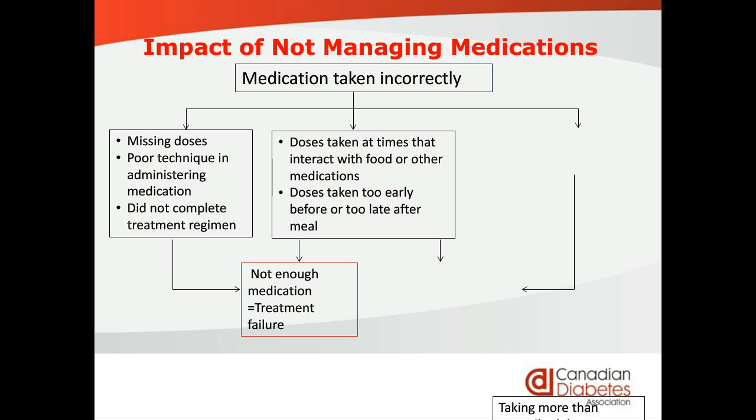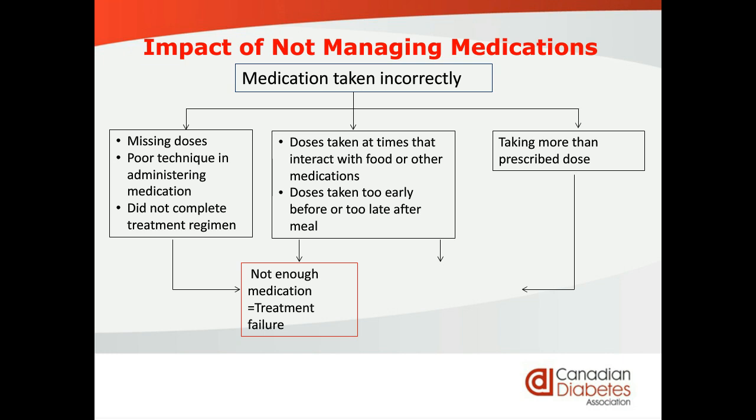The third possibility is they misunderstood the direction and took too much. Well, that results in medication toxicity. For people with diabetes, if they took too much of the diabetes medication, that can result in hypoglycemia. And in elderly patients, that can lead to falls and fractures.